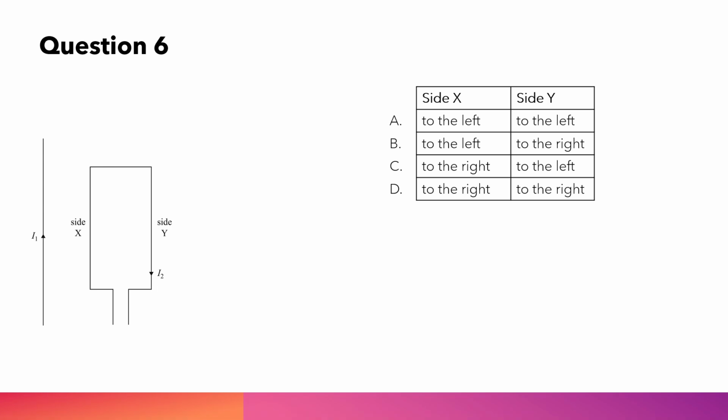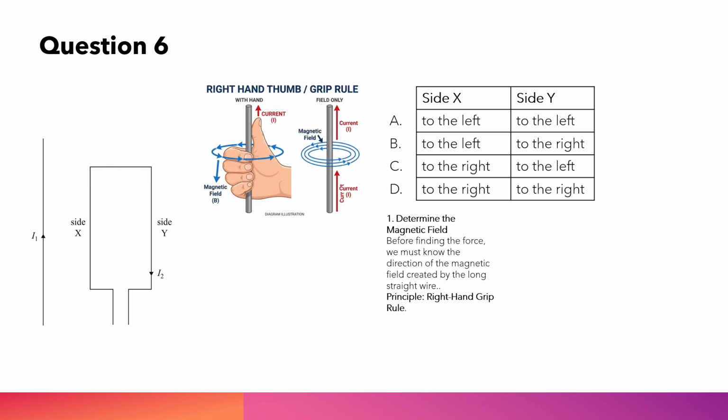To find the force on each side of the loop, we must first establish the environment, the magnetic field, and then determine how the loop's current interacts with it. 1. Determine the magnetic field. Before finding the force, we must know the direction of the magnetic field created by the long straight wire. Principle: right-hand grip rule. Application: point your right thumb in the direction of the current, upwards. Your fingers will curl around the wire. Result: on the right side of the wire, where the loop is, your fingers point into the page.